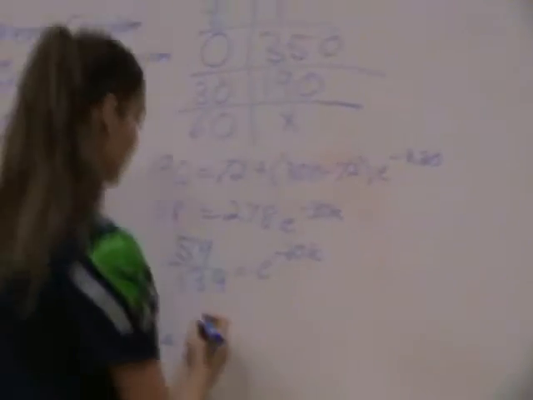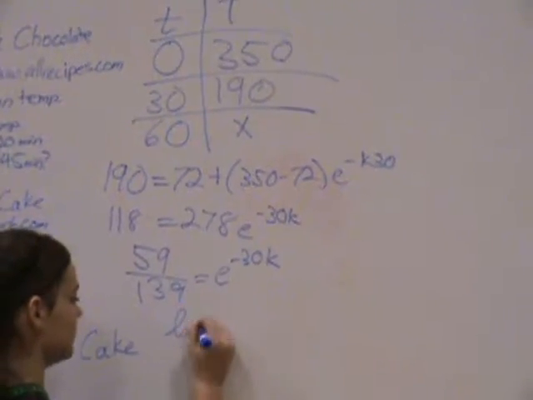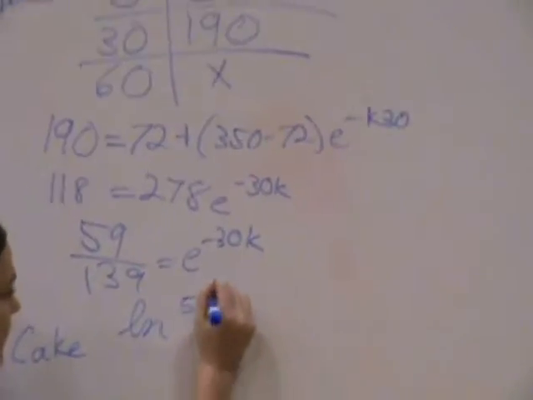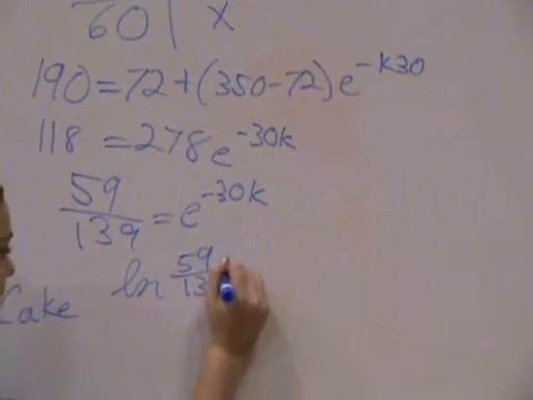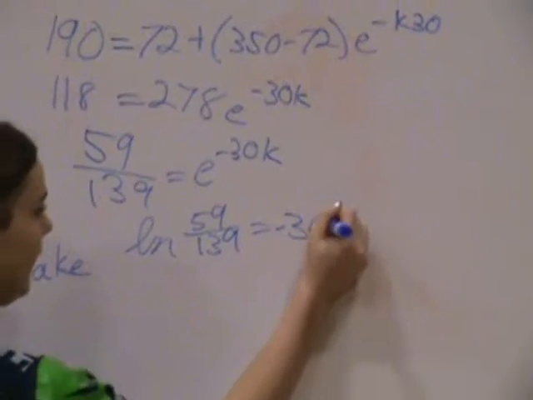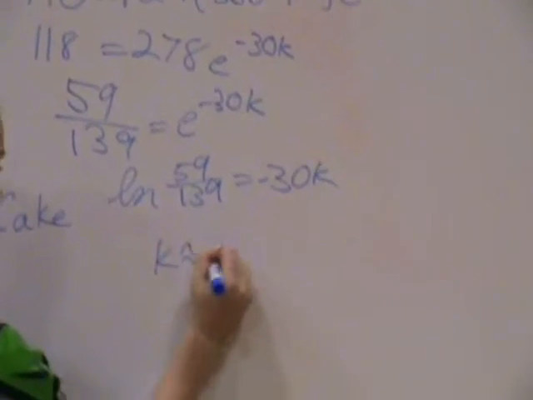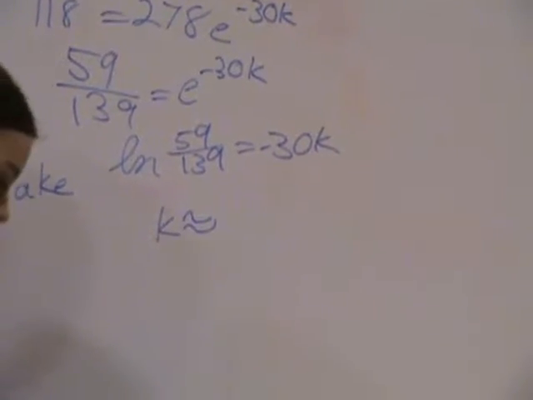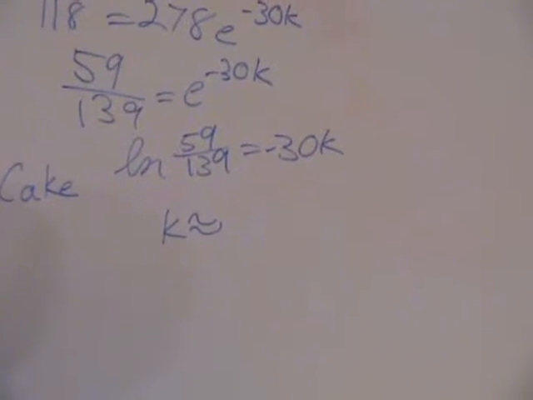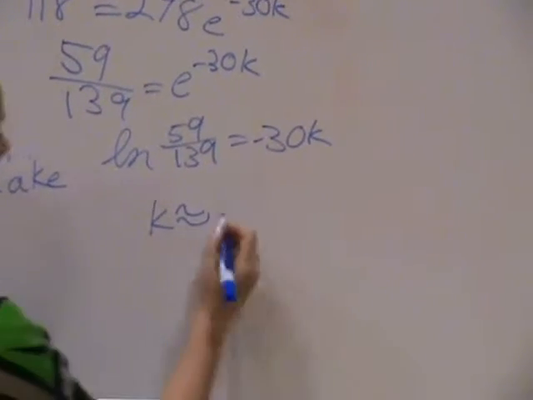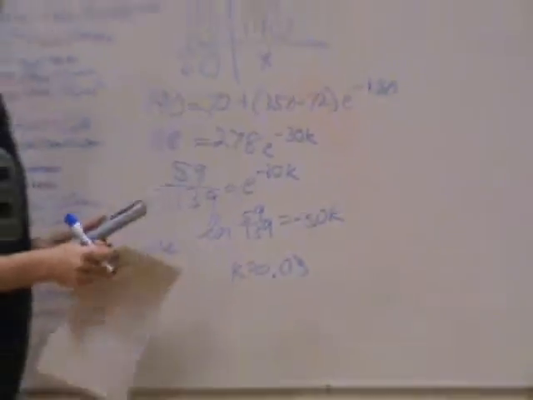And again, you would take the natural log. So you would get the natural log of 59 over 139 would equal negative 30k. And then dividing by negative 30, k would be approximately 0.03. So the constant for this one is 0.03.